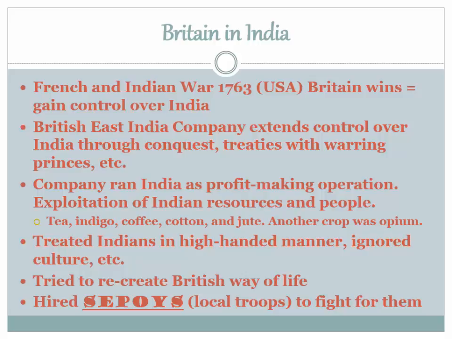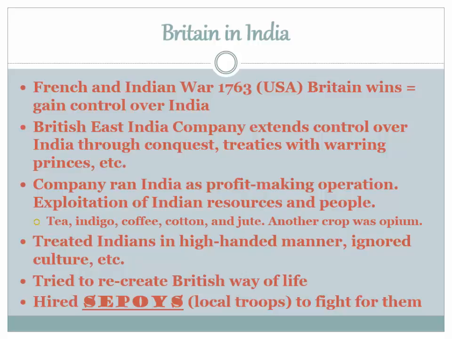Companies ran India as a profit-making operation. Okay, so we talked about those things again. What were they getting from the resources of the people? Tea, indigo. What's indigo? Blue dye. Your jeans that you're wearing right now are probably dyed with indigo, those of you who are actually wearing blue jeans. Coffee, cotton, jute. What's jute? Rope.